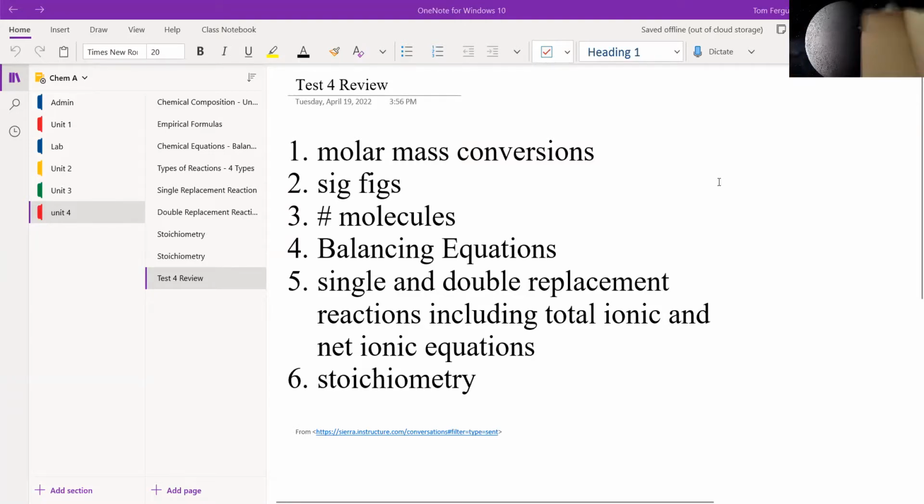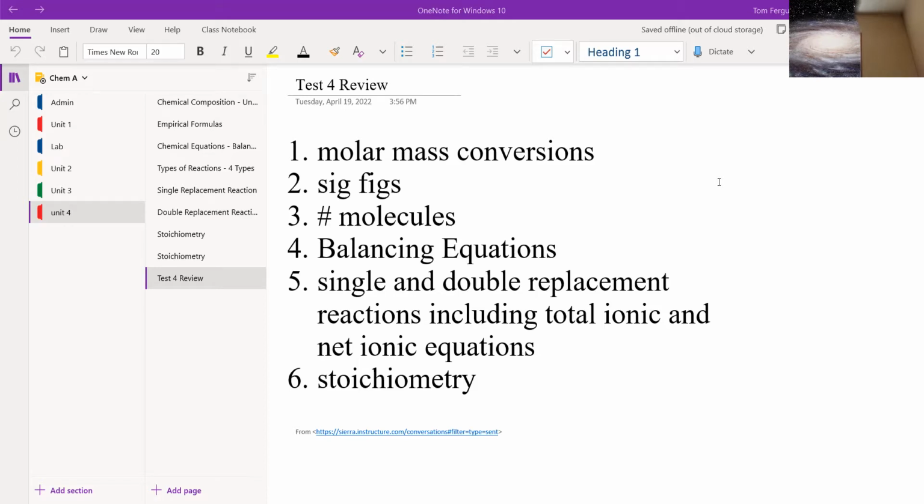Okay, what we're doing today is reviewing for test 4. This is what's going to be on test 4. I have a lecture on every one of these that I'm going to talk about in a little while. Basically, molar mass conversions. Molar mass conversions are like saying 5 grams of water is how many moles, 5 grams of water is how many water molecules, 5 grams of water is how many liters if it was gaseous. That's what I mean by mole conversions.